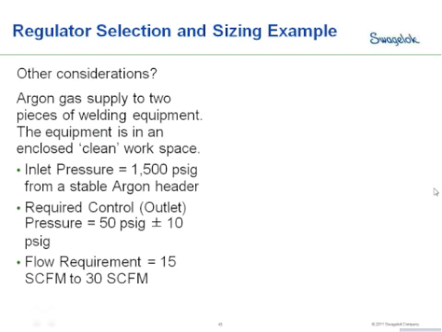The only other thing to consider is what else do we need to be aware of? And an important consideration might be that the equipment is used in an enclosed, clean workspace. So you may have to ask some follow-up questions. How well ventilated is that enclosed, clean workspace? If we use a vented regulator and we're going to be venting argon into an enclosed workspace that doesn't have good ventilation, that becomes a health issue and a health hazard for the welders that are working there.